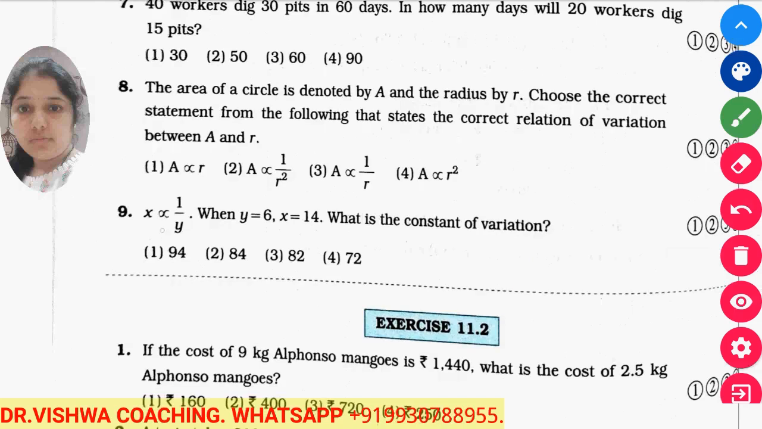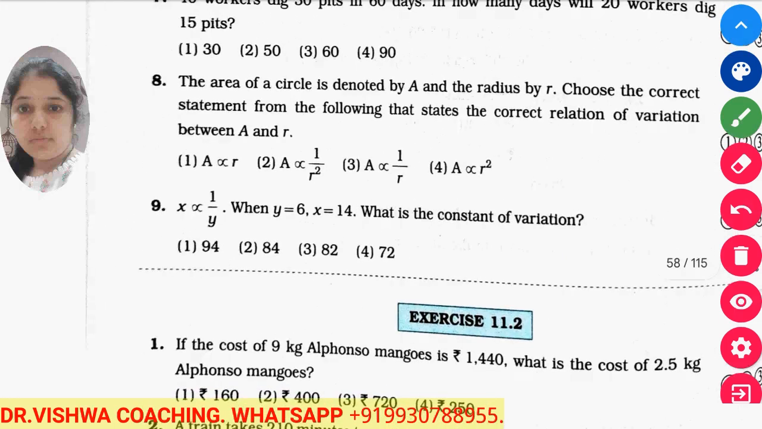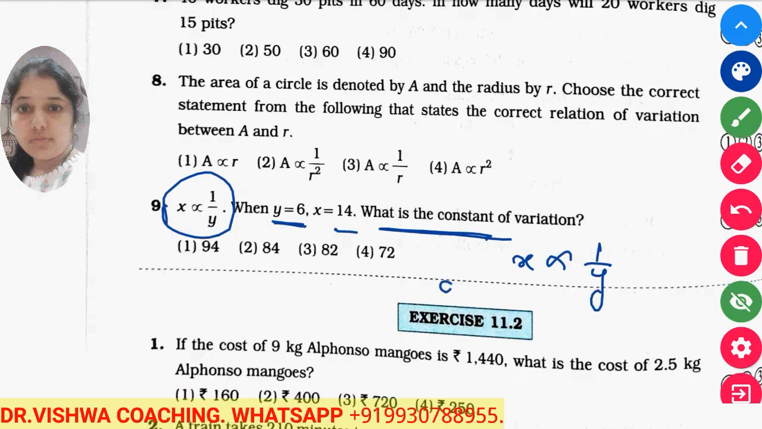Okay. Now this is again one variation given, which is inversely proportional. Now you have to put the values of x and y, and find the constant of variation. So when x is inversely proportional to y, let a be the constant of variation. So x is equal to a into 1 upon y. Now the constant of variation is equal to x into y, because this y will come to the side of x in the left hand side.